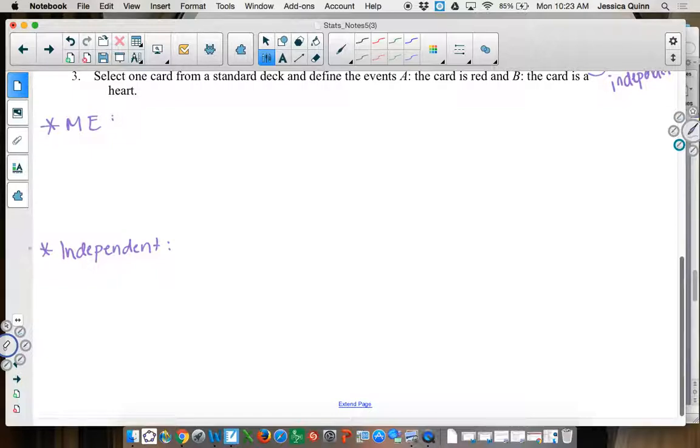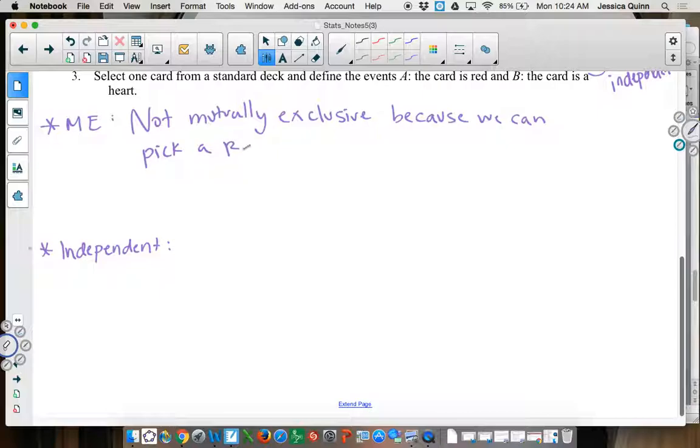Okay, so what do you think about mutually exclusive? It's not mutually exclusive because we can pick a red heart, right? So it was red and heart. Okay, so not mutually exclusive. What about independent? So what's the probability of A happening? A is a red card, 26 out of 52, so 1/2, right?